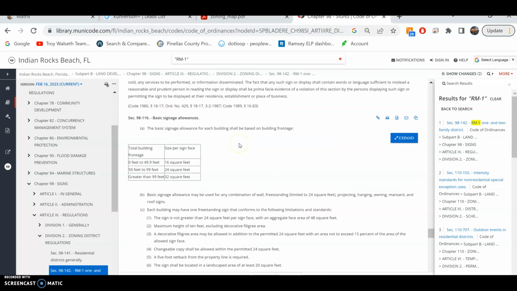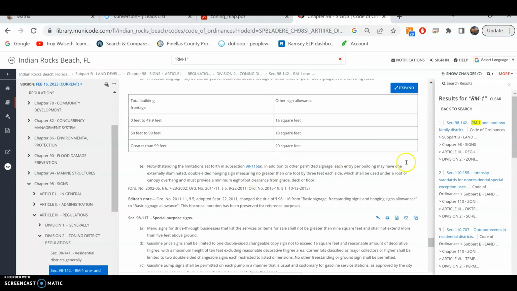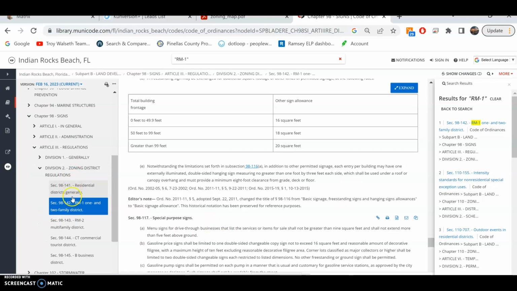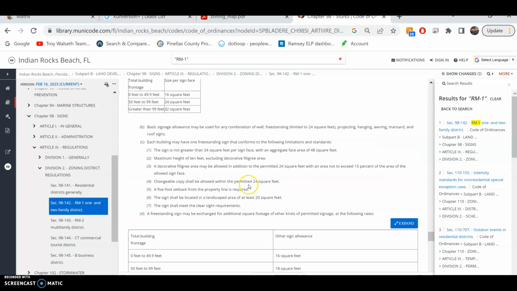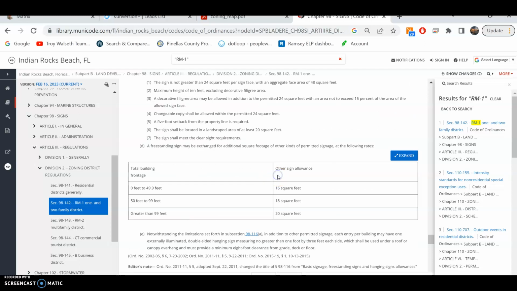Section uses, intensity. Okay, zoning district regulations, RM1, RM-1. It says it's right here. Yeah, that's where I got stuck. Okay. So what we can do is we can do a search on page for RM-1.